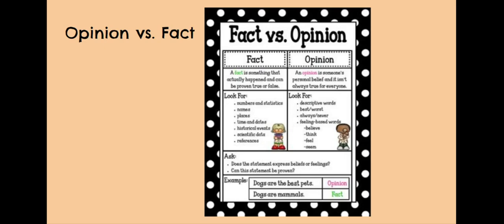The first sentence says, dogs are the best pets. That is an example of an opinion. That's what someone thinks about dogs. That's how someone feels about dogs.